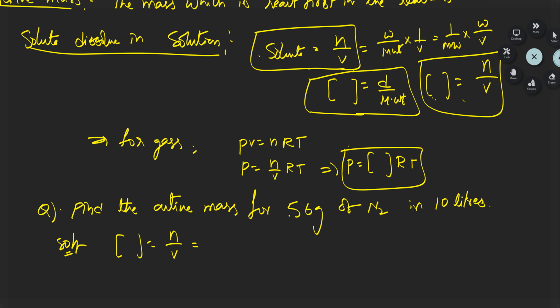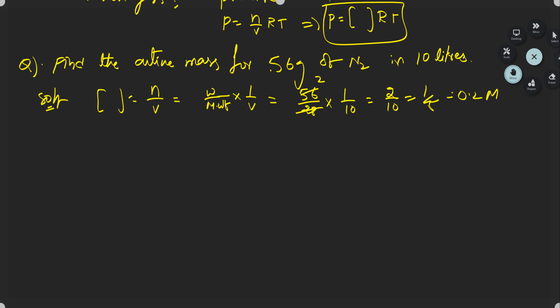So number of moles, how can you find? Weight by gram molecular weight into 1 by volume. Weight they given 56. Gram molecular weight of N2 is 28, into 1 by 10. 56 by 28 is 2, so 2 by 10 is equal to 1 by 5, which is equal to 0.2 molar. Take it.